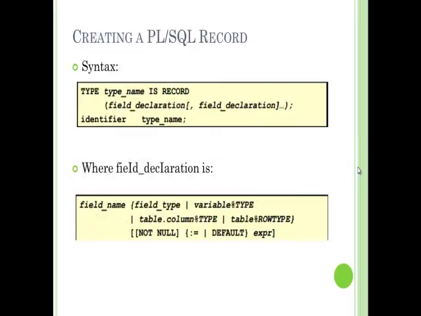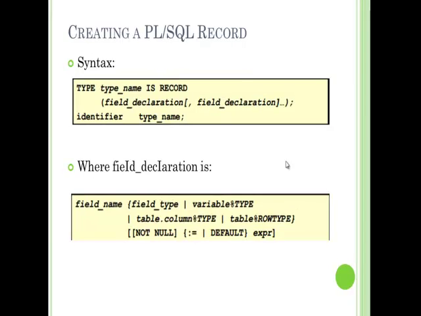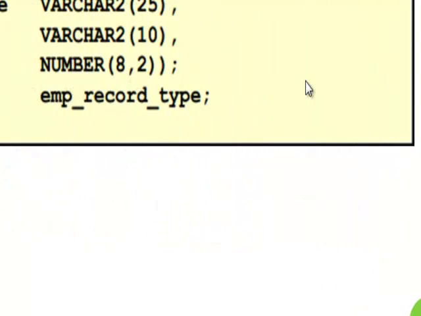This is the syntax of creating a PL/SQL record. TYPE type_name IS RECORD, and in the brackets field_declaration 1, 2, and so on. Identifier type_name, where field_declaration is field name, field type, variable%TYPE, table.column%TYPE, table%ROWTYPE, NOT NULL, and so on. Declare variables to store the name, job, and salary of a new employee. This is the example. You can see the syntax here.